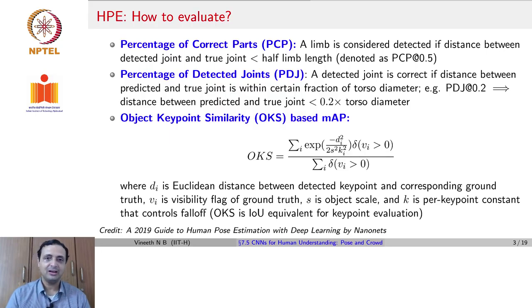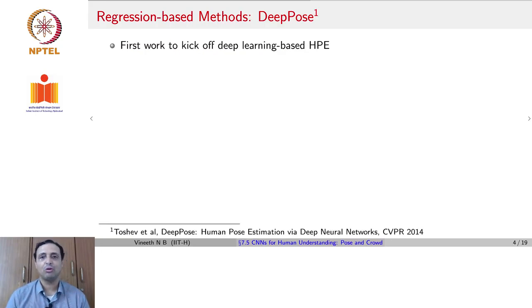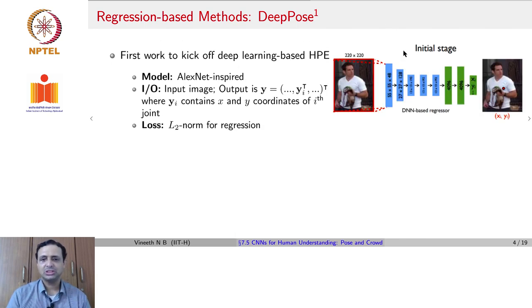With these metrics specified, let's now talk about methods for human pose estimation using deep neural network models. The precursor of all of such models was called DeepPose, which was proposed in 2014. This was perhaps the first work to kick off deep learning based human pose estimation. In this approach, an image was given to a model, and the architecture at that time was of course AlexNet inspired, because in 2014 that was one of the most common models in practice.